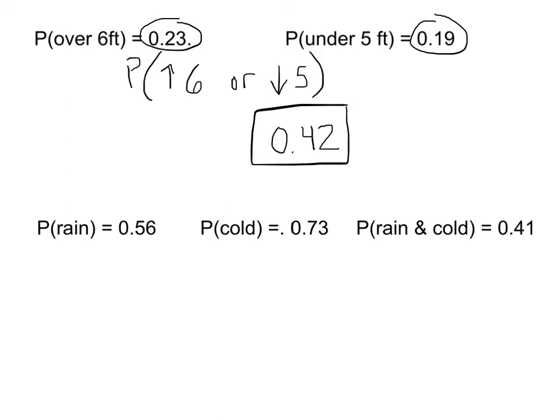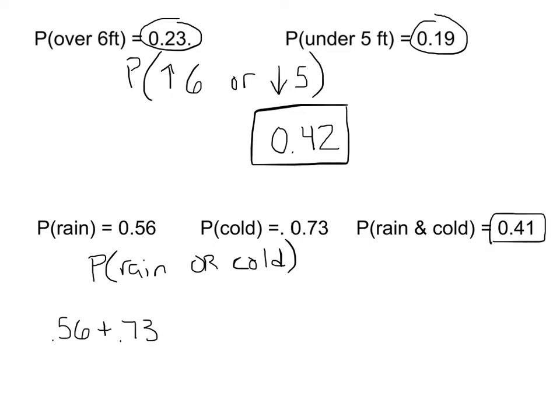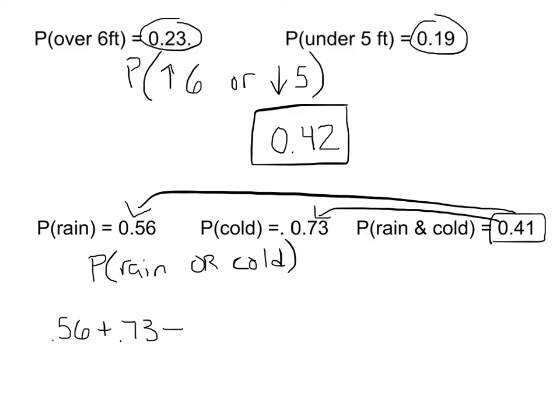Down here, I have mutually non-exclusive events because it can rain and be cold outside. So if I want to find out the probability that it's raining or that it's cold out, well, not only do I have to take the 0.56 and add the 0.73, but here's the thing. This has been included here, and it's been included here. So I have to subtract off that 0.41. When I do that, I'm going to end up with a probability of 0.88.